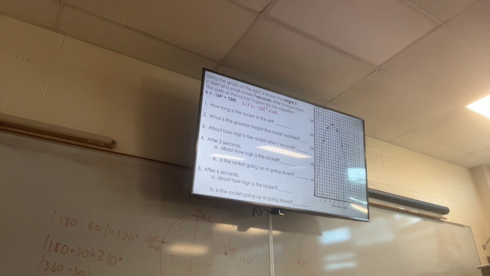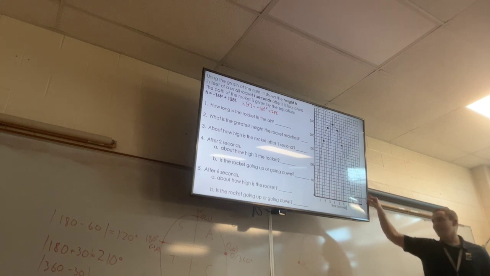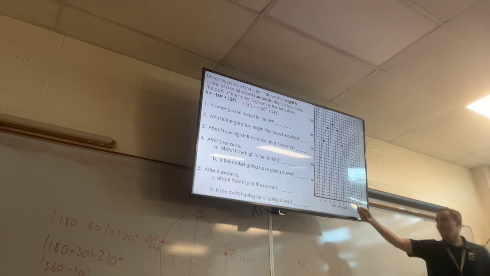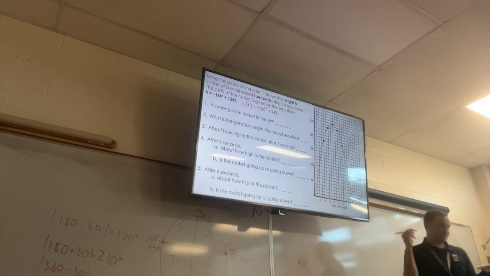Okay, 8 seconds. Where did the 8 seconds come from? Where did I get that? Right, so the rocket is no longer in the air at the second point in time that its height is zero, right? At the point that its height is zero, that it's fallen back to the ground, it's no longer in the air, okay? It hits a height of zero right at 8 seconds, okay? 8 seconds.